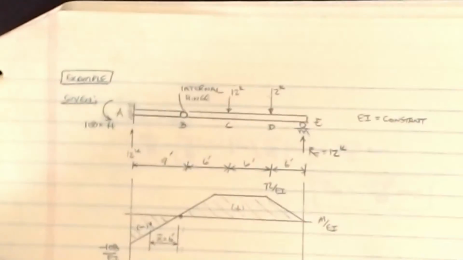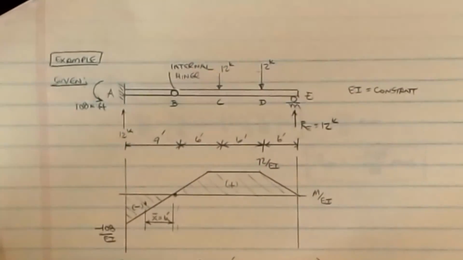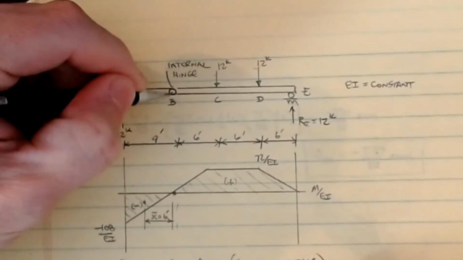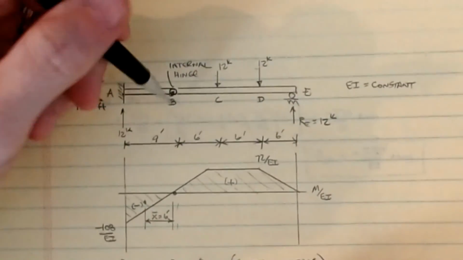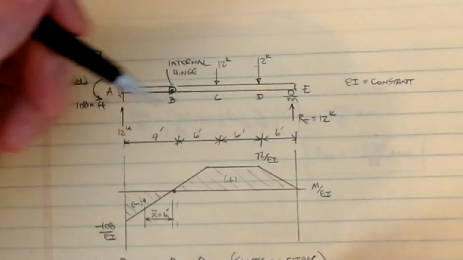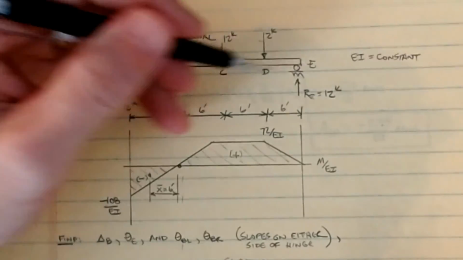All right, now let's go to the next level. I have another problem. If we look at this, we now have a beam with a hinge. It's fixed at A, a hinge at B that's 9 feet away, and then it's simply supported between B and C with 2 point loads of 12 kips on it. The dimensions are 9 feet, 6 feet, 6 feet, 6 feet, so these loads are centered.